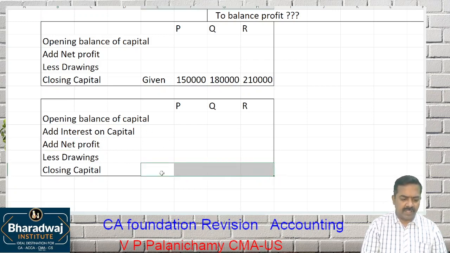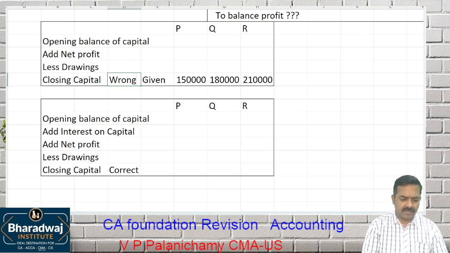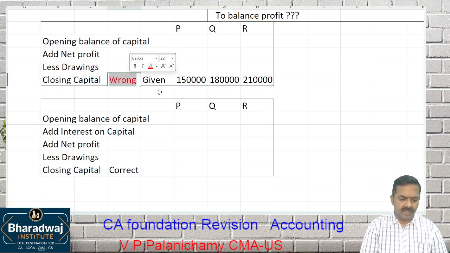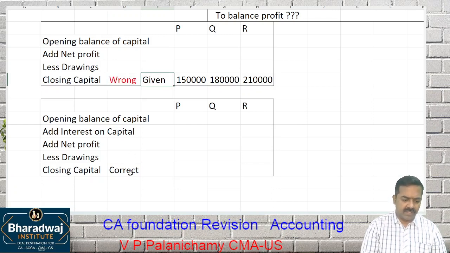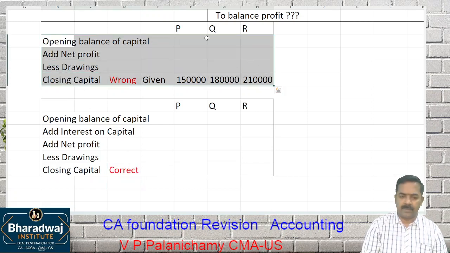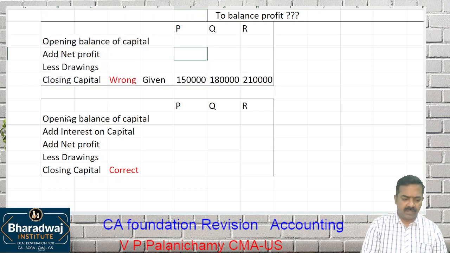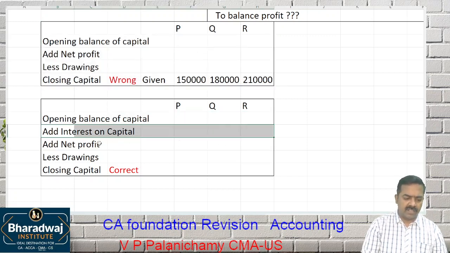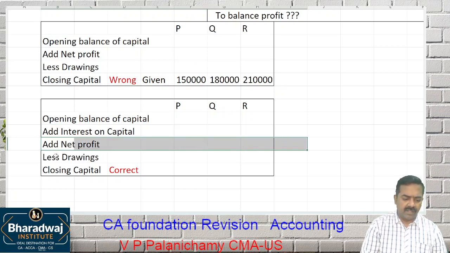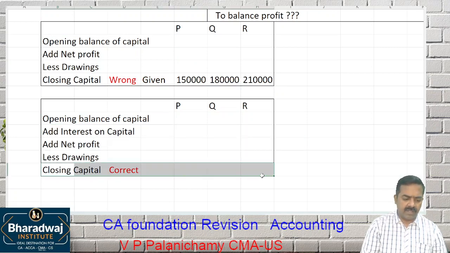Then arrive at the closing capital. This is the correct balance. This is a wrong balance. This is a mistake they have done. Wrong balance is given to us. So we have to recompute and find out the correct balance. Can you think and work out the opening balance of capital? Then from the opening balance of capital that we calculate, we will allow interest on capital, add net profit, then drawings, then closing balance of capital.